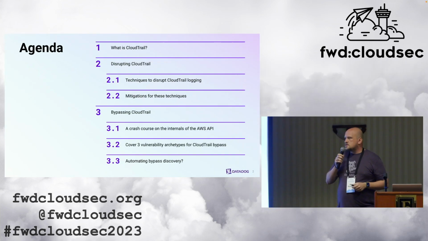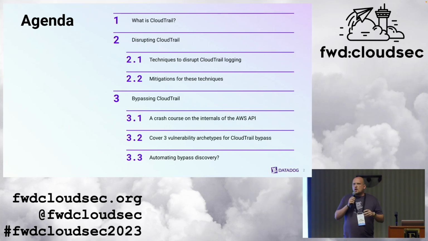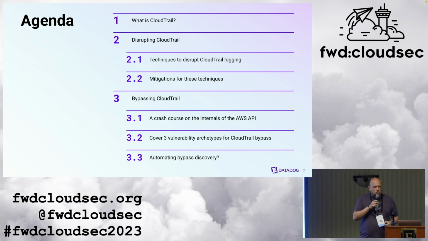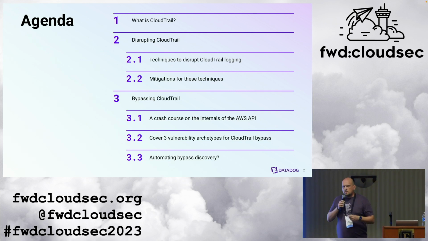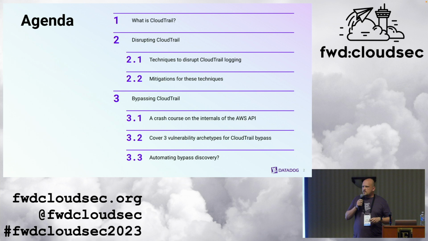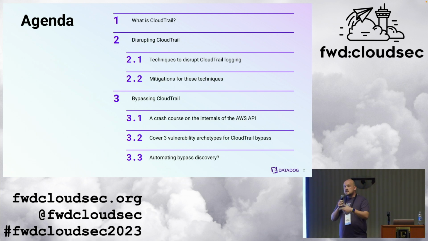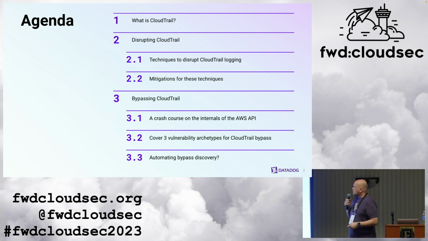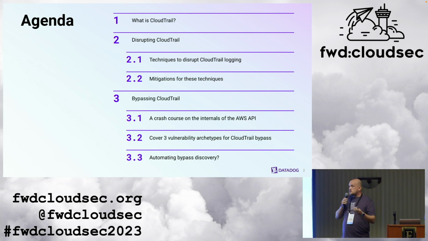We'll do a quick level set on what CloudTrail is and why hackers hate it. Then we'll talk quite a bit about disrupting CloudTrail. What options does an adversary have after gaining a foothold to try to disable or otherwise make things difficult for the blue team? We'll point at some real-world situations where this has occurred, and then also talk about some ways we can deploy CloudTrail that fairly effectively mitigates this risk.